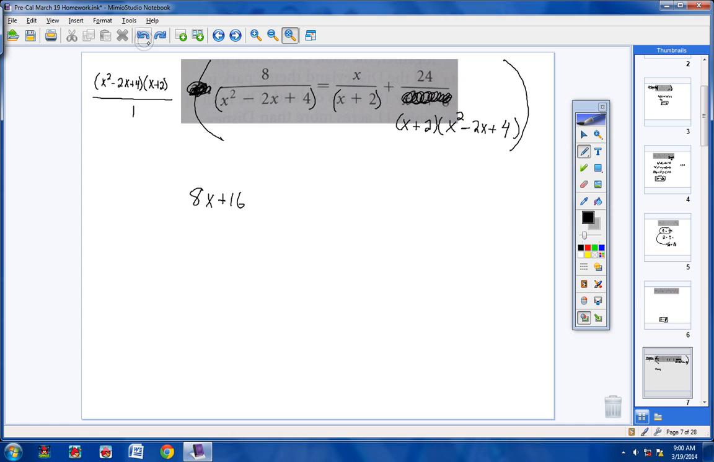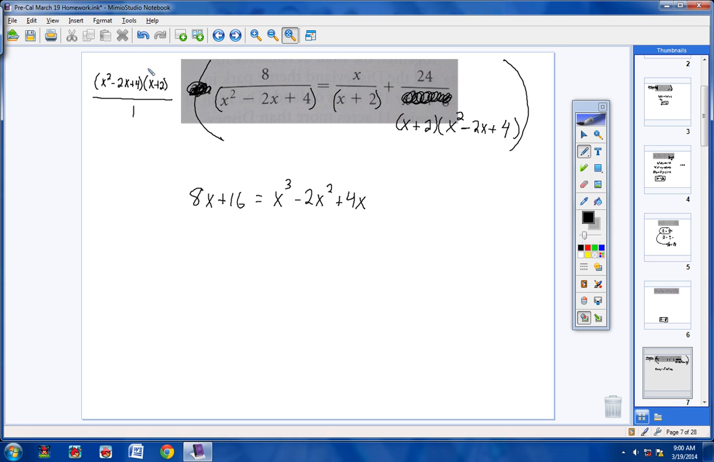Now let's take this group here times this group here. And if you do that correctly, you will get x plus 2 will cancel with x plus 2. So you're left with this trinomial right here times x. Okay? So let's see what we get. We would have, let's see, it's an equal sign. X times x squared would be x cubed. X times 2x would be negative 2x squared, and x times 4 would be positive 4x.